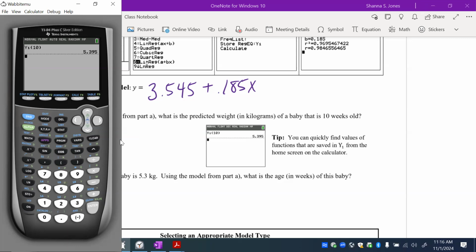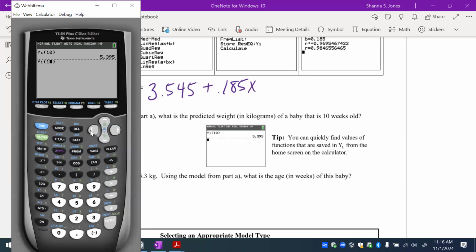Does that make sense? That's so cool. Isn't that nifty? If I need to know what the baby's weight would be based on this model after 20 weeks, I would do the same thing, except I would just arrow up, hit enter, and change 10 to 20, and then there's the baby's predicted weight after 20 weeks.